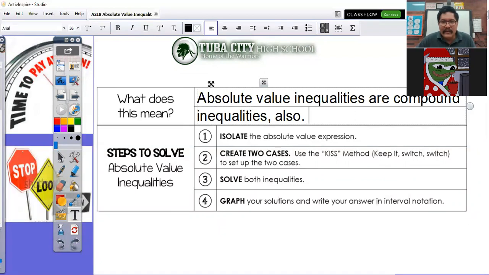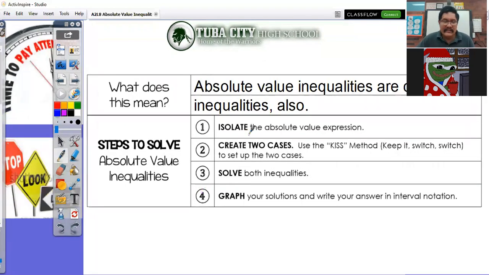All right, so next thing is the steps. So how do we solve them? If you remember solving absolute value equations, which were the ones we covered, it's going to be the same steps. So isolate the absolute value expression. Make sure you get that thing by itself before you start working on it.